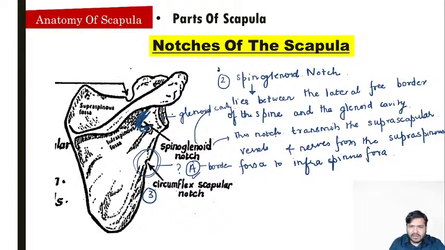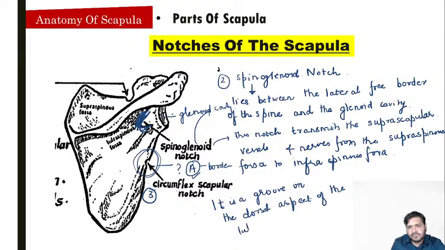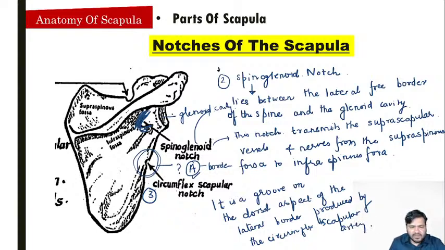Basically it is present, remember that the circumflex scapular notch is a groove on the dorsal aspect of the lateral border, produced by the circumflex scapular artery. So yes, it is on the dorsal aspect, guys, and remember that it is just produced by the circumflex scapular artery.